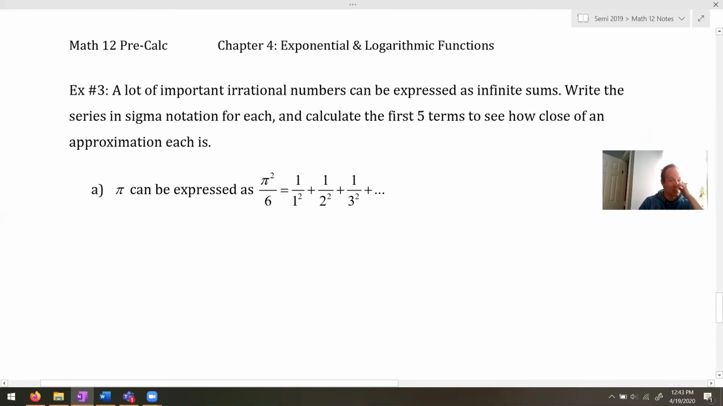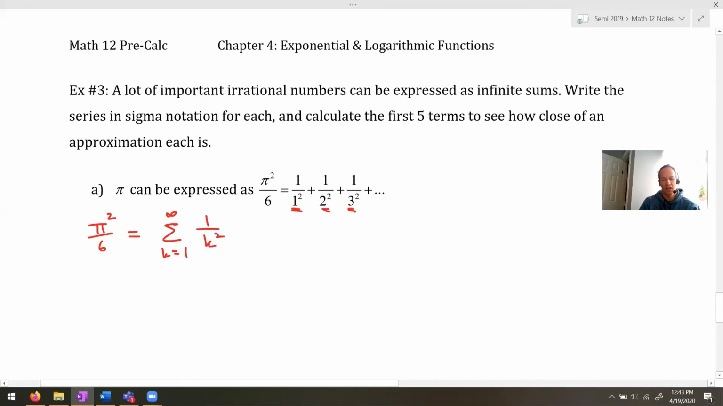So if you actually want to know the value of pi, you can go pi squared over 6 equals 1 over 1 squared plus 1 over 2 squared plus 1 over 3 squared, and so on. So just for fun, pi squared over 6 can be expressed as, we can see this is an infinite sum, so we'll start with k is equal to 1 to infinity. And we could actually work this out as 1 over 1 squared. So the numbers here, they're just going up by 1. So there's our k, and it's always squared.